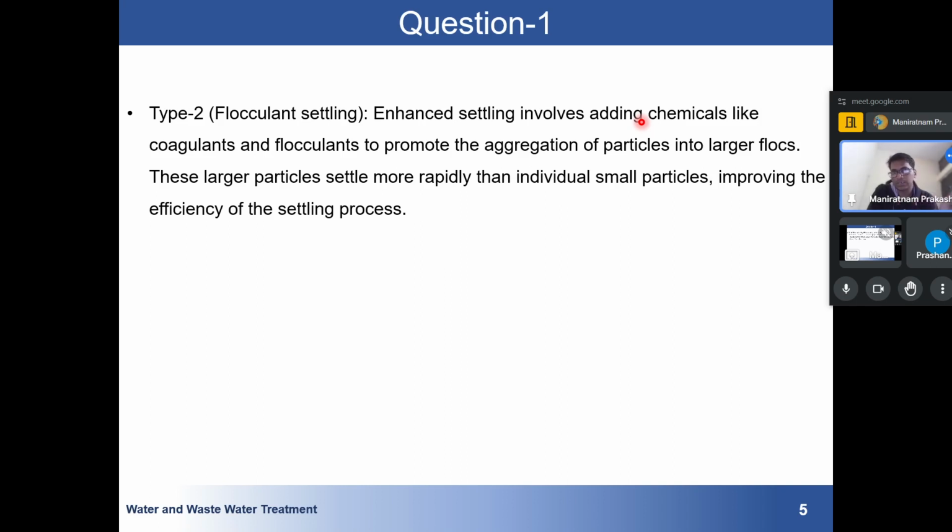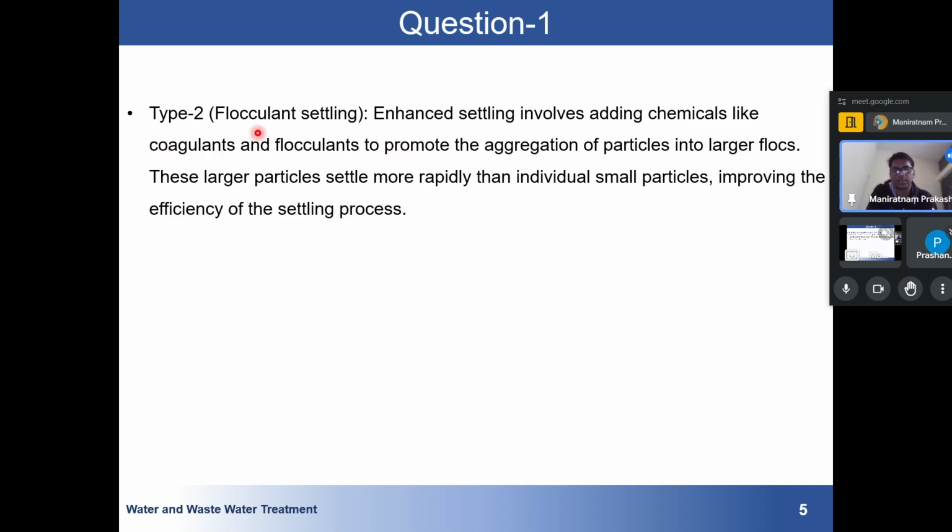So the neighboring particles will attach on the surface of the particle which has changed its nature, and it will form a larger floc. On doing so its weight will increase, and again that particle will settle down in the system.